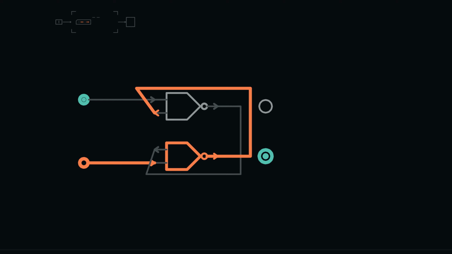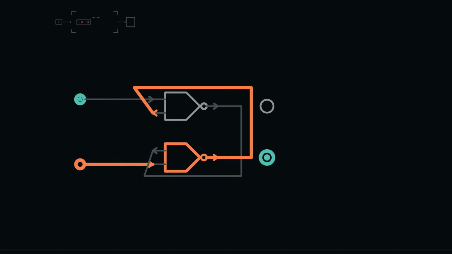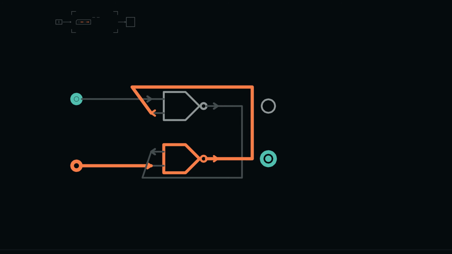Set, hold, reset, and hold are now visible. One circuit supports 2 stable states, and a temporary control chooses which persists.